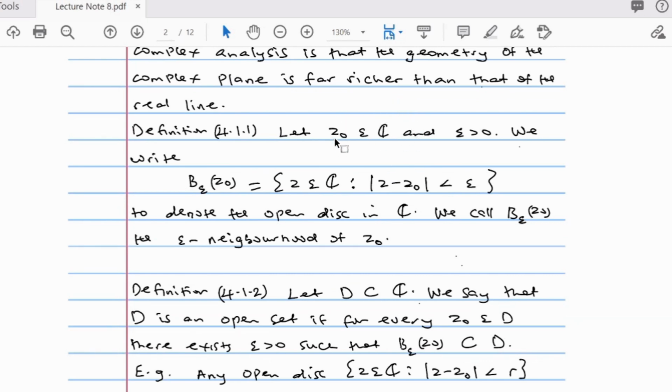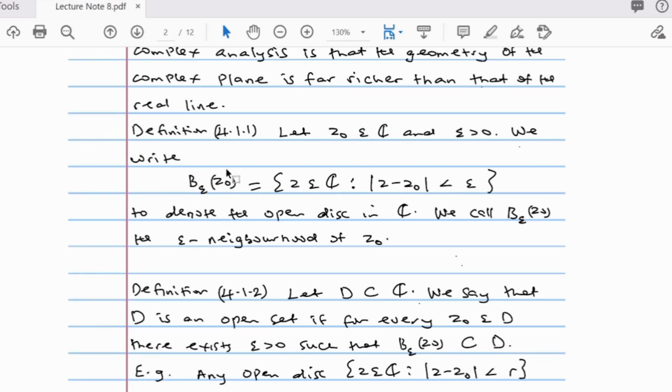You pick a point Z0 in the set of complex numbers, and you pick epsilon greater than 0. So we write B of Z0, epsilon. This is just an open disk in C. This is the set of all complex numbers Z for which the absolute value of Z minus Z0 is less than epsilon.